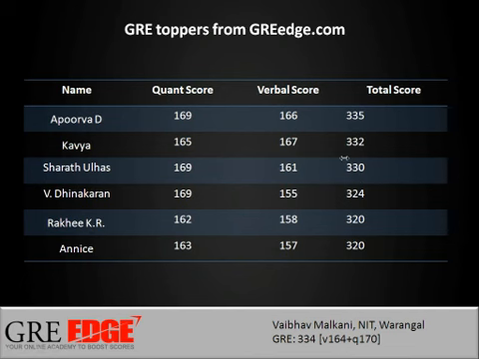Apurva Deshpande got a total GRE score of 335 out of 340. Kavya got a total GRE score of 332. Sharat Ullas got a total GRE score of 330. Dinakaran got a total GRE score of 324. Raki got a total GRE score of 320. Anis also got a total GRE score of 320.